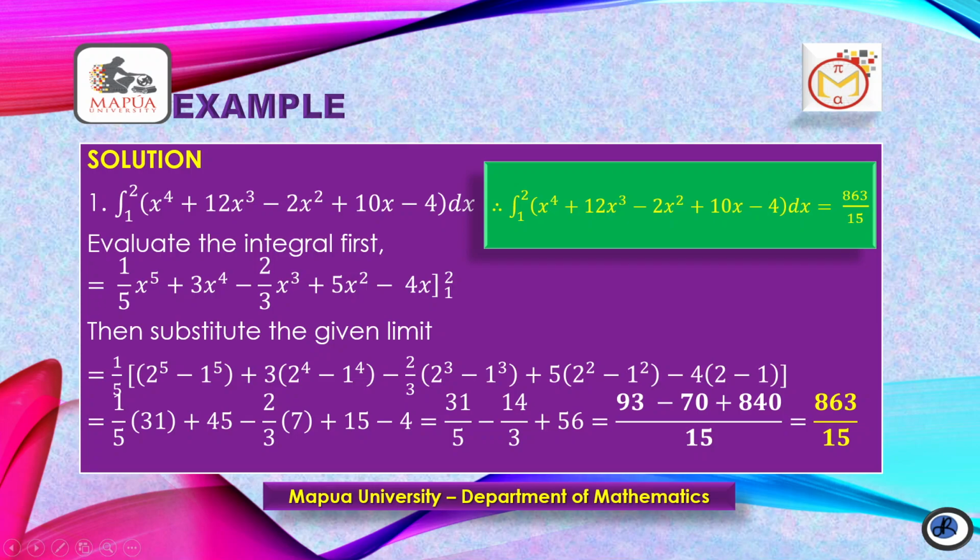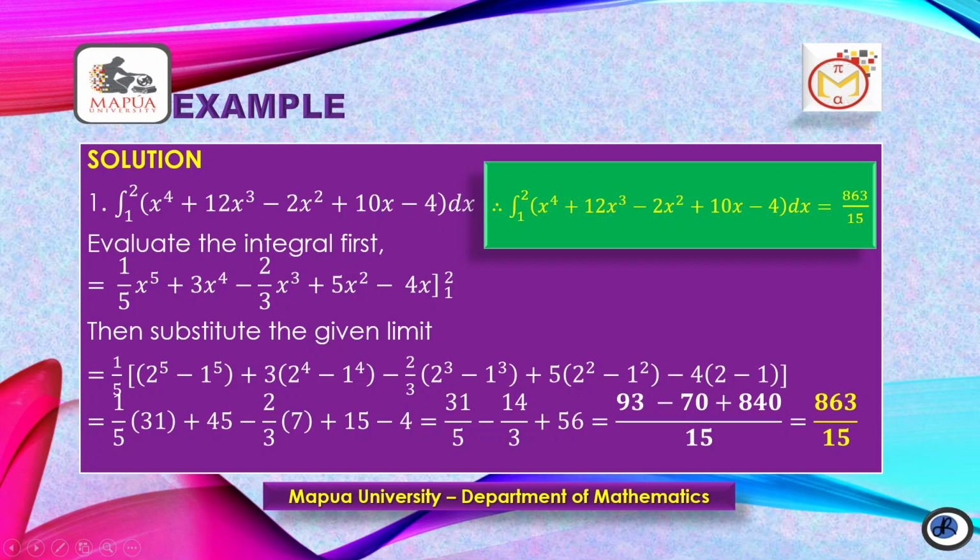12x cubed, so we have to add 1 to the exponent, so it becomes 4. So then this is x to the fourth over 4, and 12 divided by 4 is 3. So we have 3x to the fourth here. And then for the 2x squared, plus 1, so it becomes cubed divided by 3. So we have 2/3 x cubed. And then this is understood 1 plus 1, so x squared divided by 2. So we have 10 divided by 2 is 5. And of course, we have the integral of dx is x, as for the negative 4.